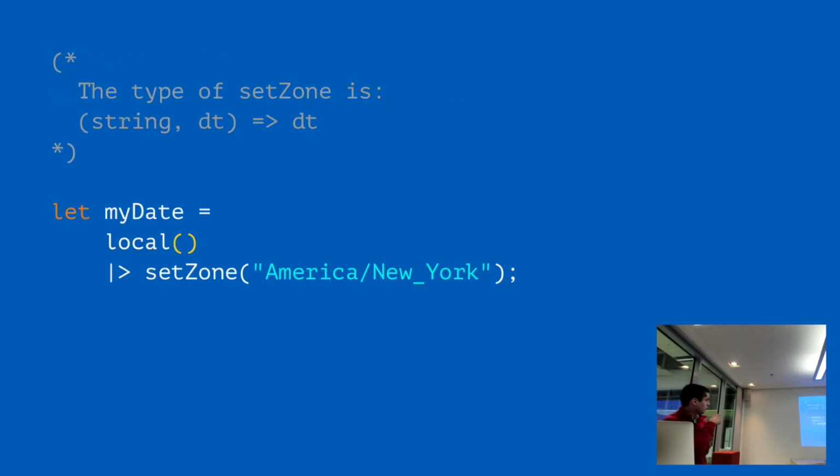And so when I use the pipe operator, I actually get proper chaining in that the output of local is passed to setzone as the last argument transparently by OCaml. I don't have to do it myself. The pipe operator does it for me. It takes the output of local and passes it to setzone as the last argument. Did that make sense? Go ahead.